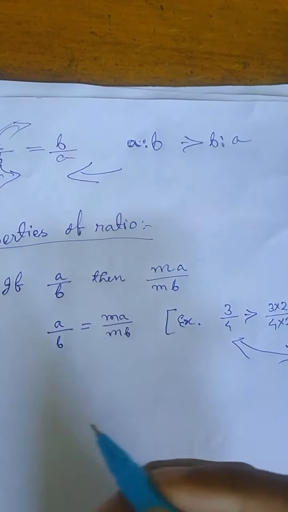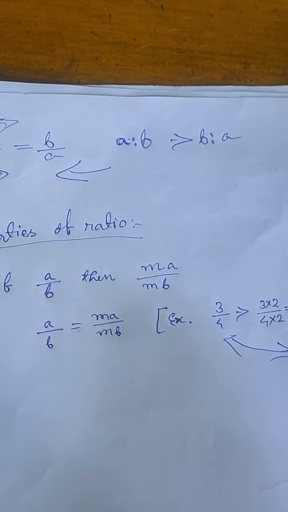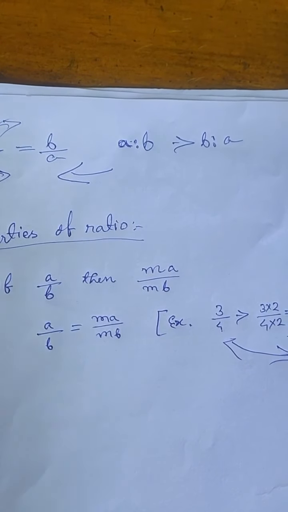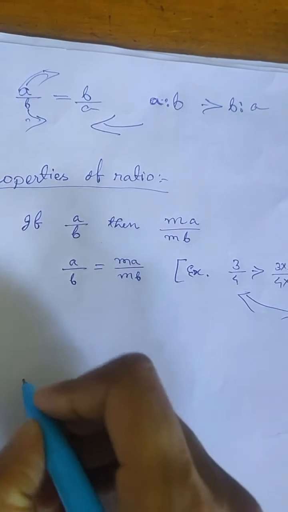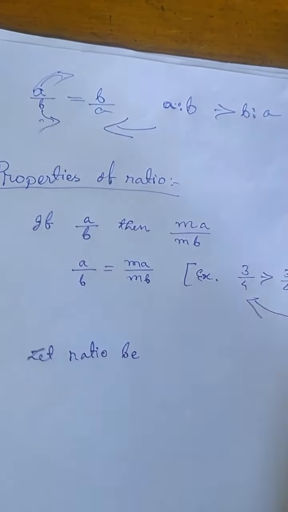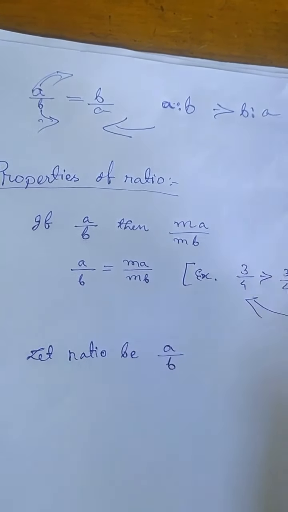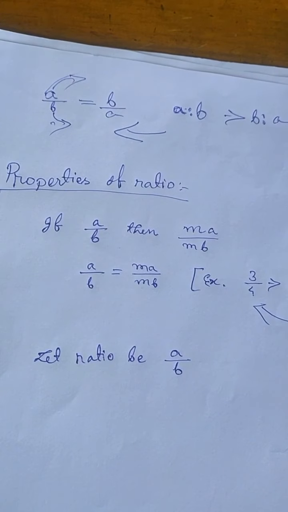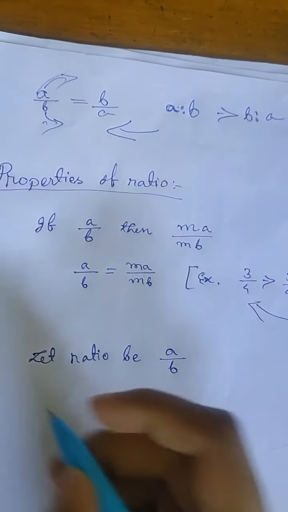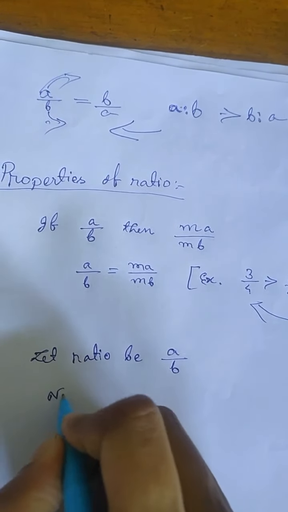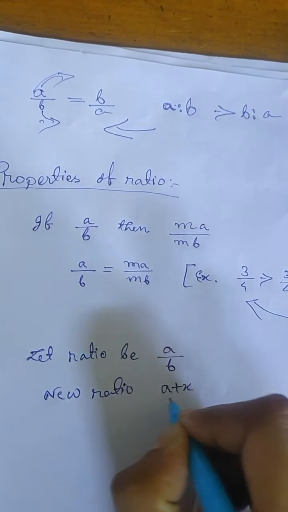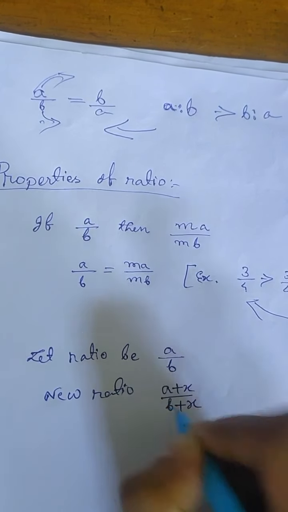And the second property is, if the same number is added to both terms of a ratio of greater inequality, then the ratio decreases. To understand that, let's take an example. Let a ratio be A by B. Now see, if the same number is added to both terms, the new ratio will be A plus X by B plus X.